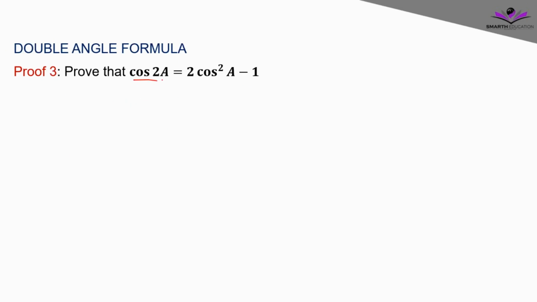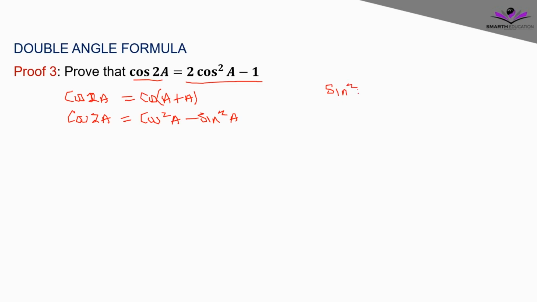We are required to prove that cos 2a is equal to 2 cos squared a minus 1. We say that cos 2a is equal to cos(a plus a). We did this one in the previous video. Let me just write that. We just proved that cos 2a is equal to cos squared a minus sine squared a. Remember that sine squared a plus cos squared a is equal to 1 from grade 11.